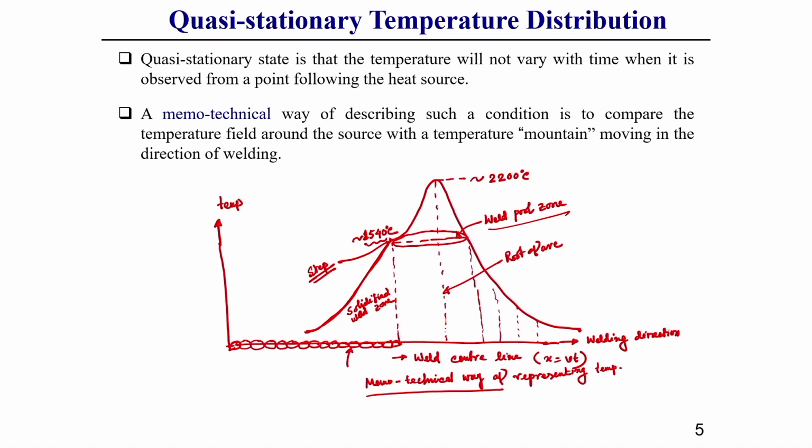Now, along the weld line, this thermal profile is moving relative to the weld center line along the welding direction. How it is moving, I am just showing. This is the relative temperature profile, showing how the temperature is distributed with relative position from the weld center line for a particular time t, if the welding speed is V.